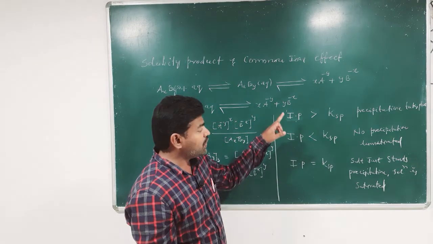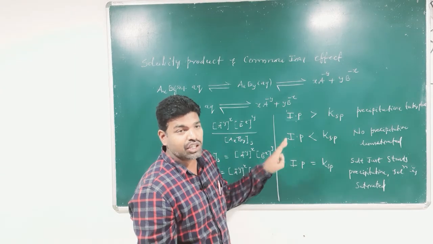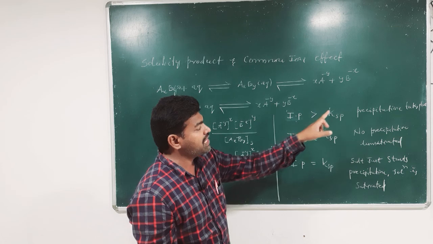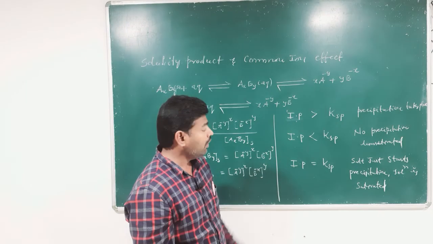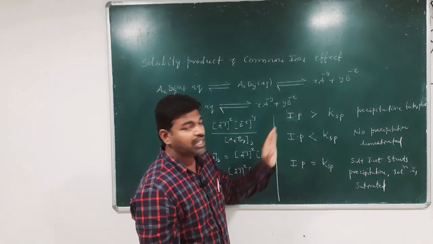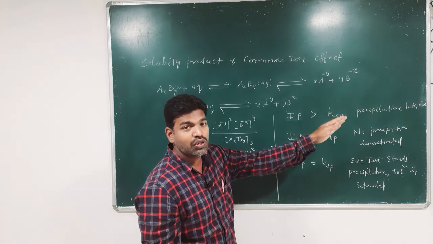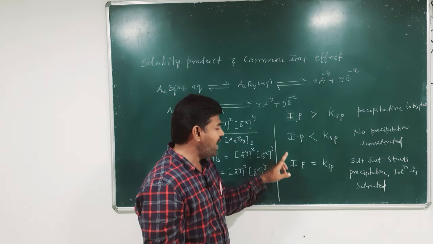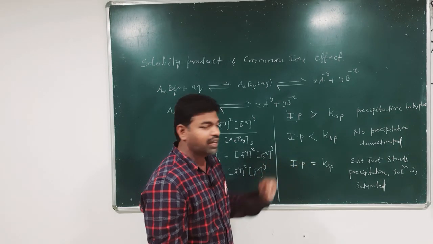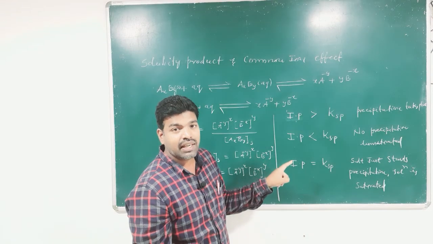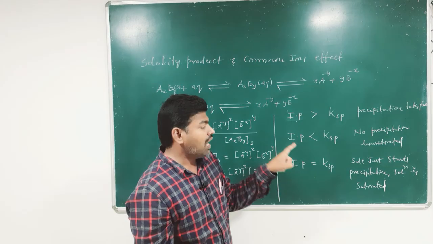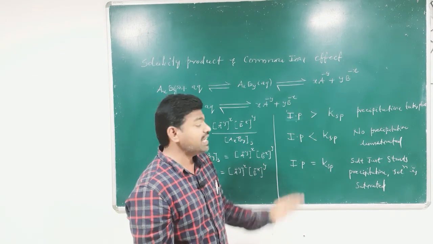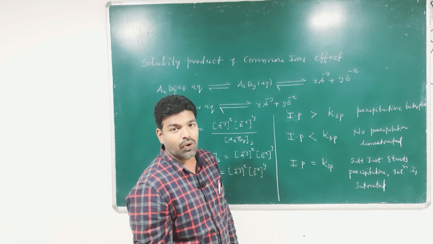Okay. You should keep these three points in your mind. When ionic product is greater than solubility product, precipitation takes place. When ionic product is less than solubility product, no precipitation and the solution becomes unsaturated, right. And if ionic product is equal to solubility product, in such a situation the salt just starts precipitation and the solution is saturated. Okay.